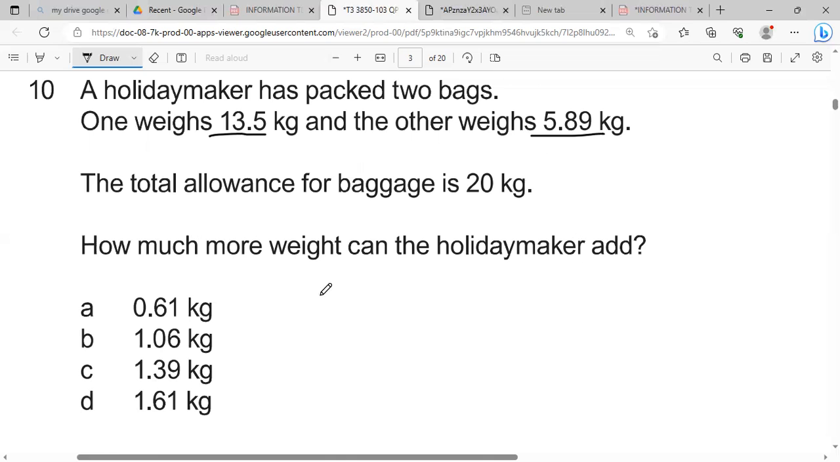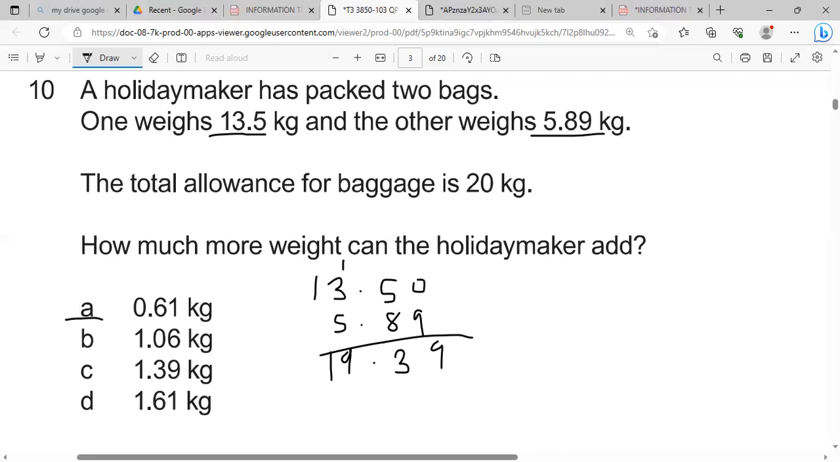So it's gonna be 13.5 plus the 5.8. So we need the total first. So this gives us 9. 8 and 5 give us 13. So 3 carry 1. Remember, once you add a decimal point and a decimal point, this gives me 5 and 3, 8 and 1, 9. So in essence, we need one more to make 20. So that will be 0.61.